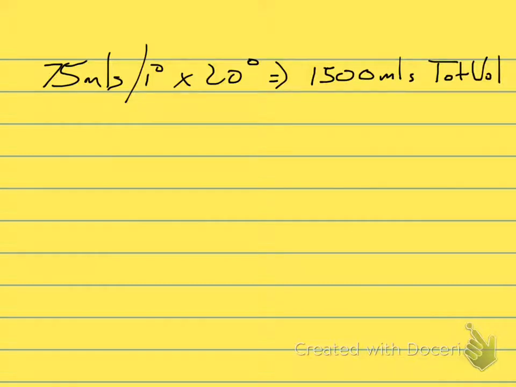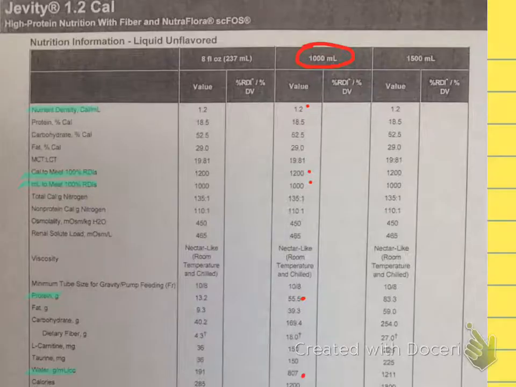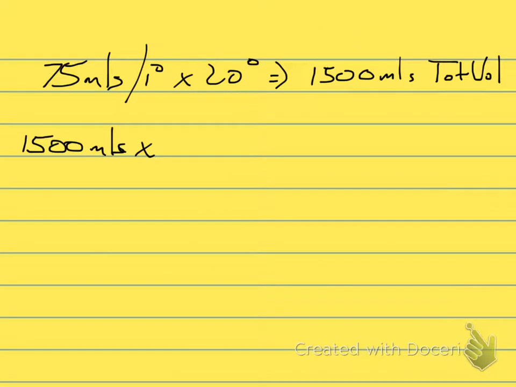Okay? Now that we have our total volume, we can calculate the total calories that are provided. If we have 1,500 mils, and we multiply that by the caloric density, which, if you remember from this page over here, is 1.2 calories per mil, then that's going to give us 1,800 calories.